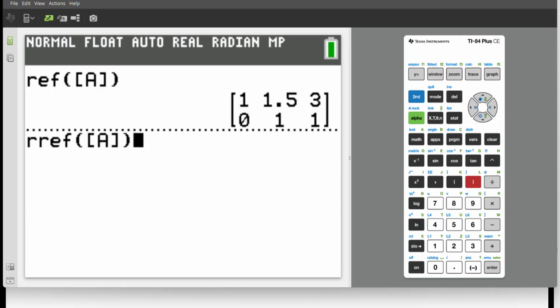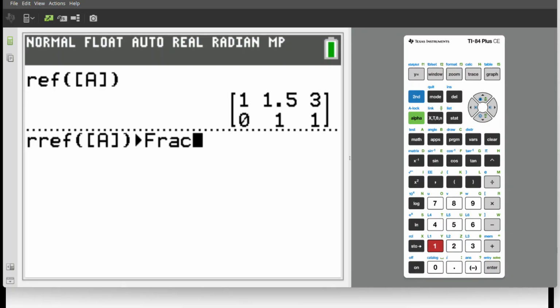Tell the calculator to do this work on the matrix A that we are interested in. And what I'm going to do this time is click math 1 to take every answer that I get, if it has decimals, and turn it back into a fraction. This way we can avoid decimals. We don't really like decimals in math, and this will circumvent that.